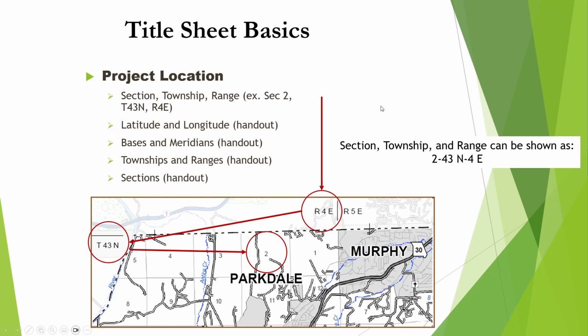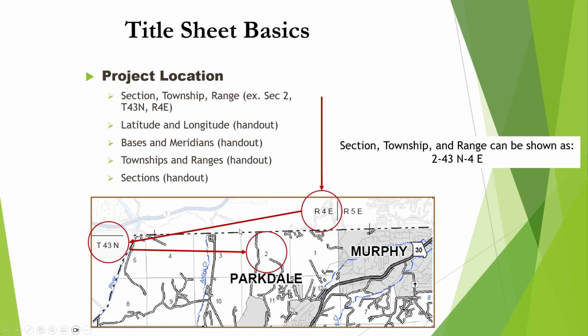Project location, we're going to talk about section, township, range. There's some information on latitude, longitude, bases and meridians, township and ranges, and there are some sections in the handout. With that, you can go back and look in the manual for that. In this case, you're going to see there's a section, township, and range.